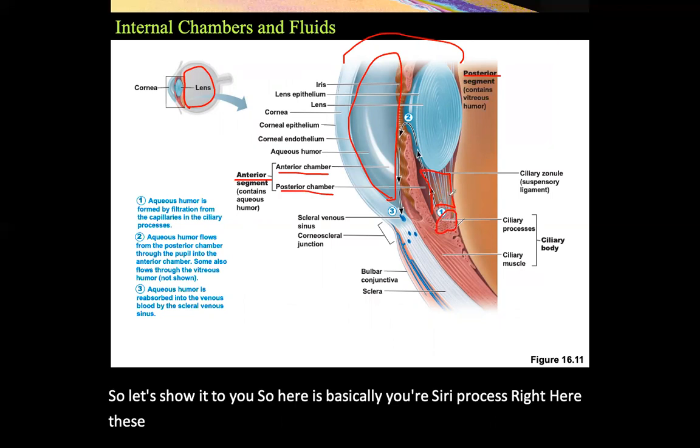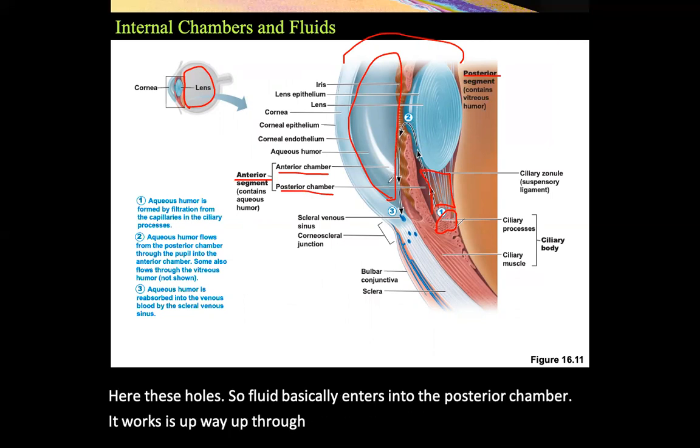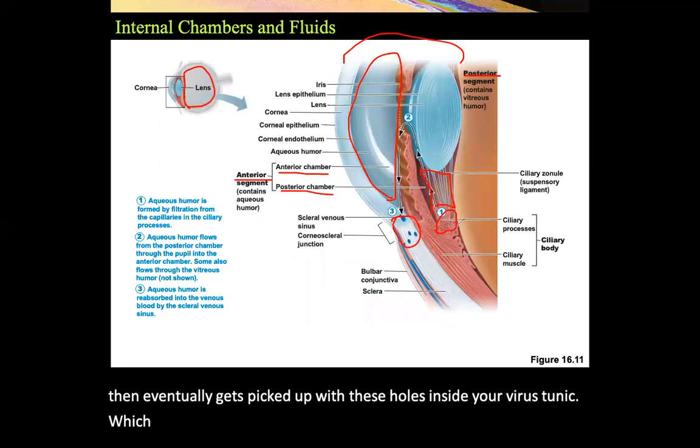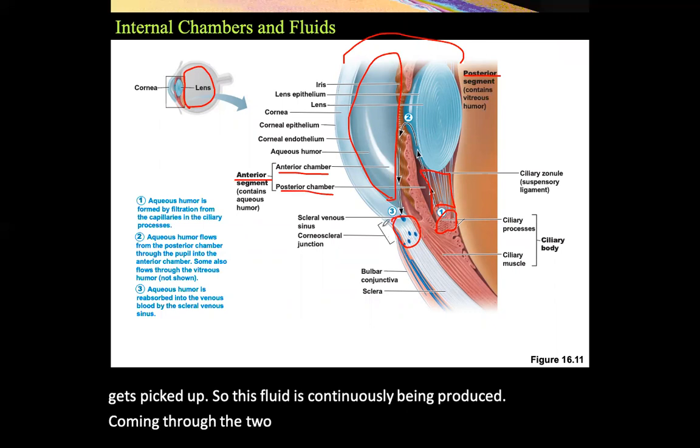So fluid basically enters into the posterior chamber. It works its way up through the pupil into the anterior chamber, and then eventually gets picked up by these holes inside your fibrous tunic, which are referred to as the scleral venous sinus. Literally, that fluid gets picked up. So this fluid is continuously being produced, coming through the two chambers, and then eventually draining into your scleral venous sinus.